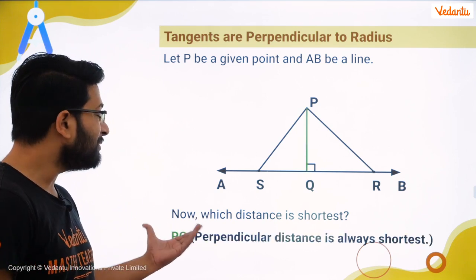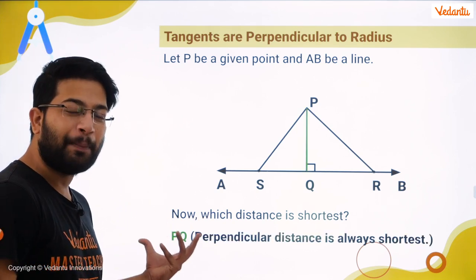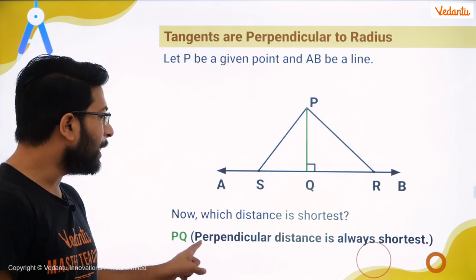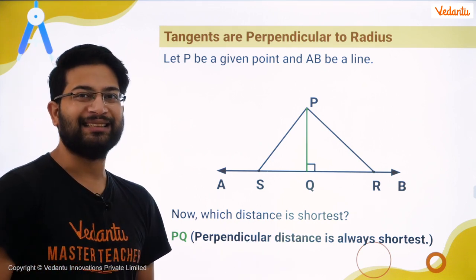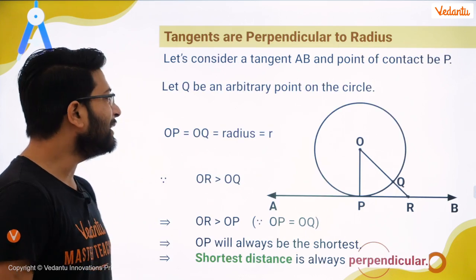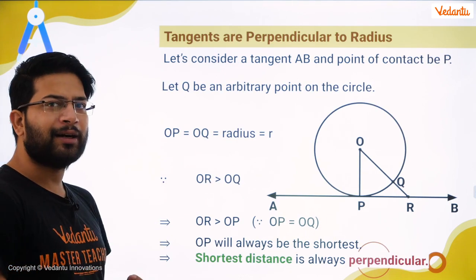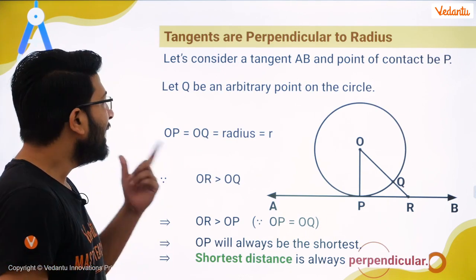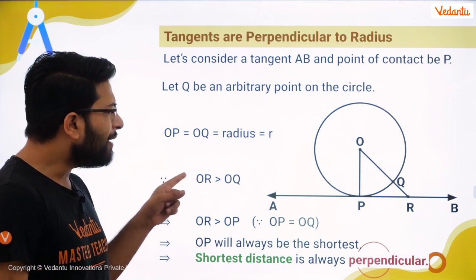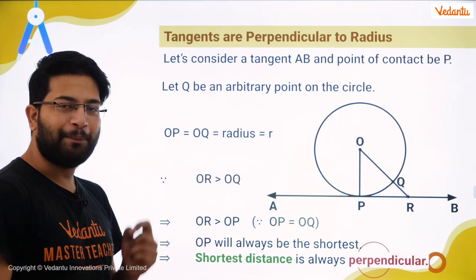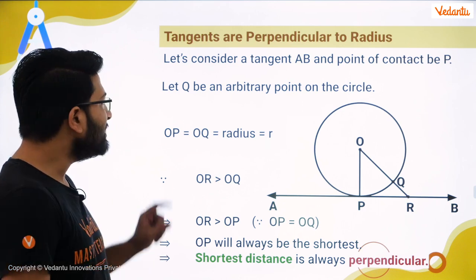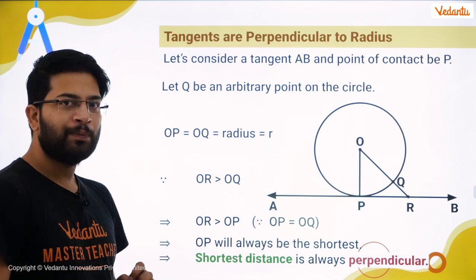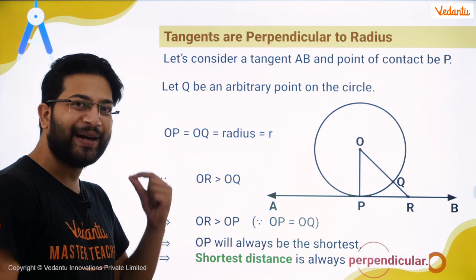I hope that you have guessed right. It's PQ. Why? Because the perpendicular distance is always the shortest distance. Right, champ? Very good. In the same way, now let's consider a circle. Let's say that we have a tangent AB at a point P and we have any point Q on the circle. So we can say, champ, OP equals OQ. Why so? Because both are the radius.